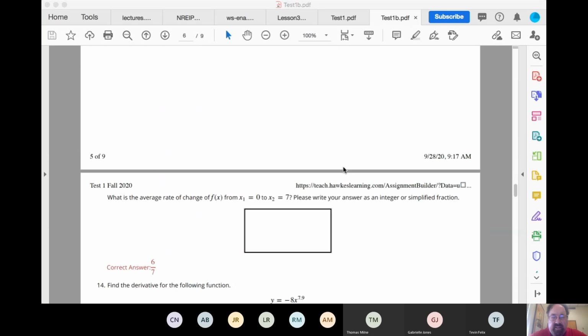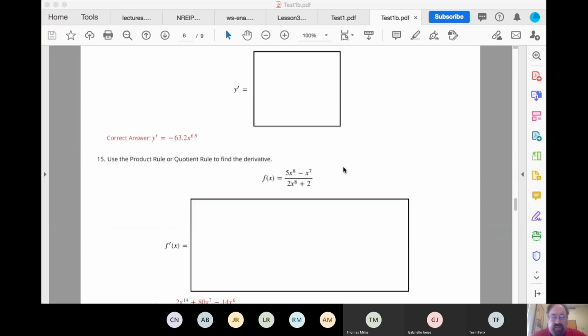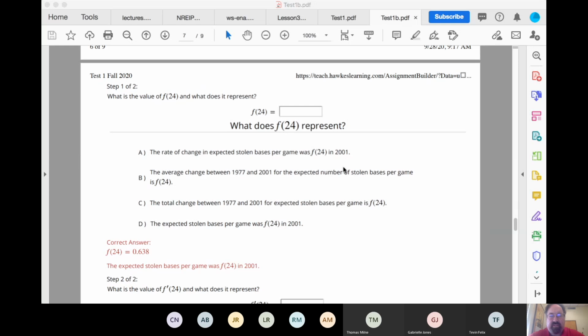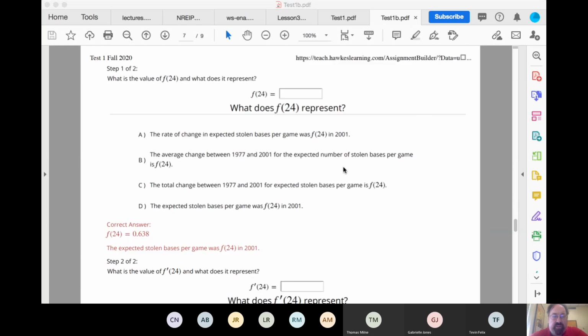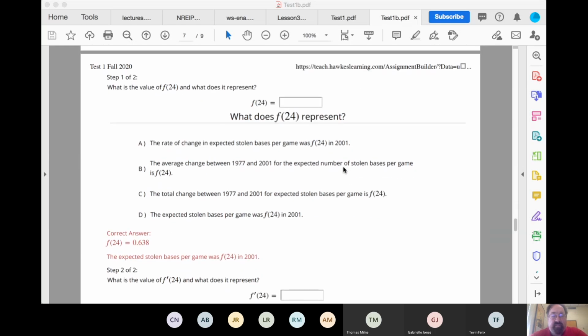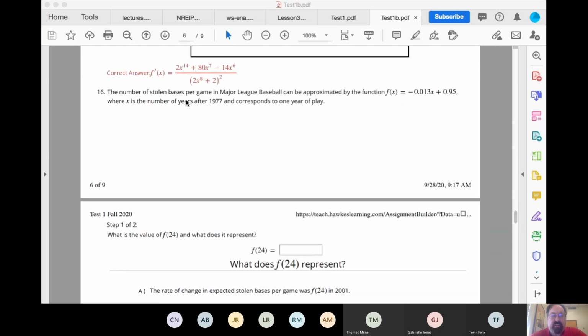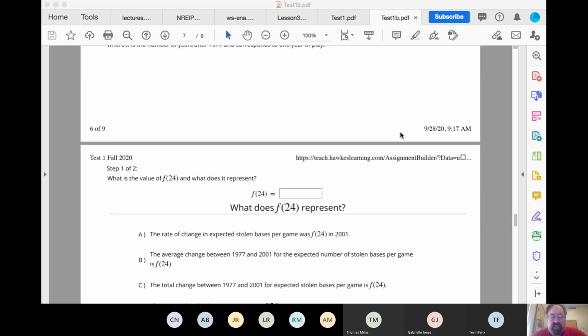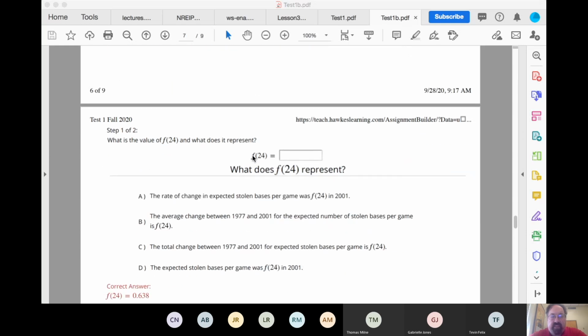And then I would have to say that the most aggravating point losses of all were for these questions here, multiple choice. So a problem like this is 2 steps. You're asked to interpret the value of the original function at a certain x. So in this case, the function is number of stolen bases per game is measured by this function, where x is the number of years after 1977. So here it's talking about just f, not the derivative, just plain old f.